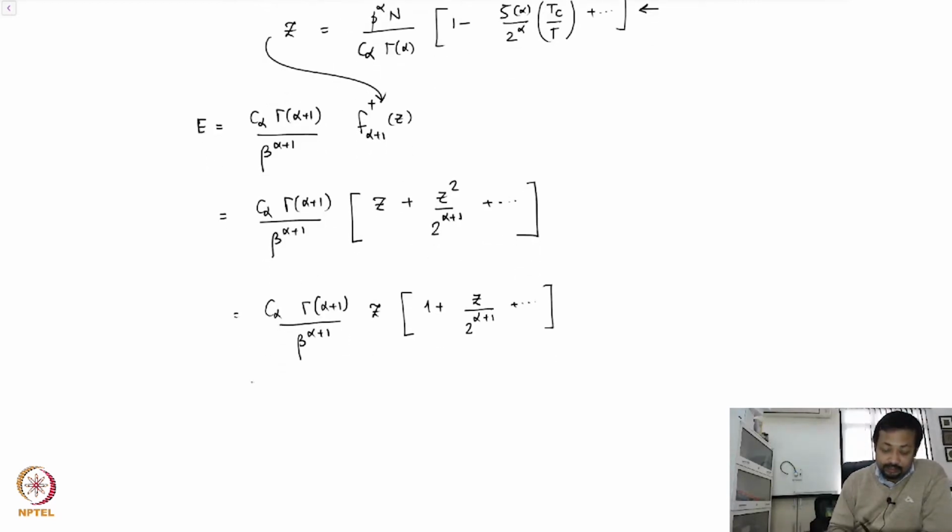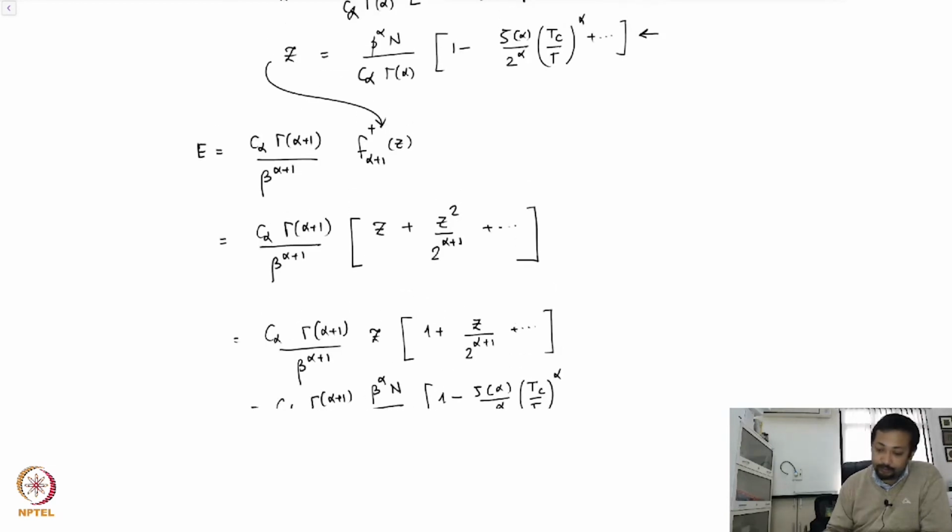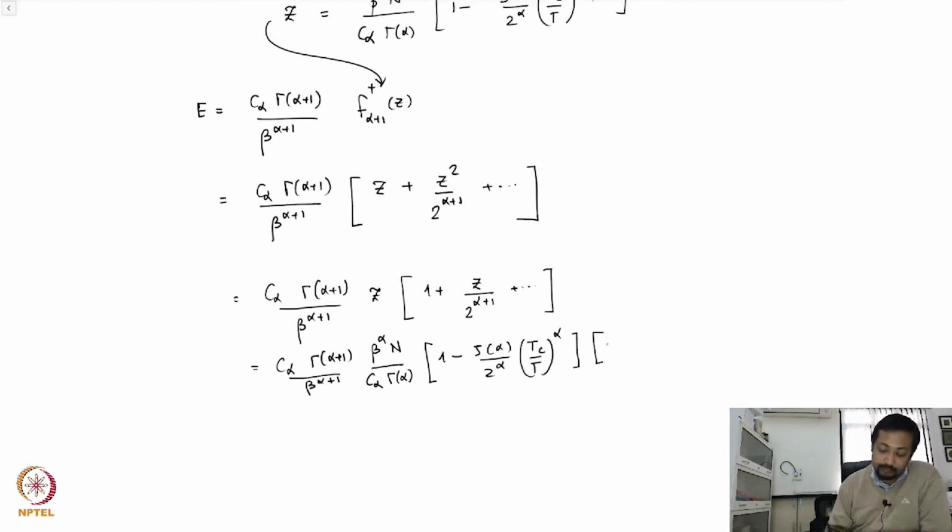Then z is given by C alpha gamma alpha plus 1 divided by, sorry, the denominator has to be alpha plus 1, the numerator is beta raised to the power alpha, then I have n, then I have C alpha, and I have gamma alpha. The next is zeta alpha over 2 to the power alpha, Tc over T raised to the power alpha, times 1 plus beta alpha n divided by C alpha gamma alpha 1 over 2 to the power alpha plus 1, and of course you will have multiplying this plus higher order terms.